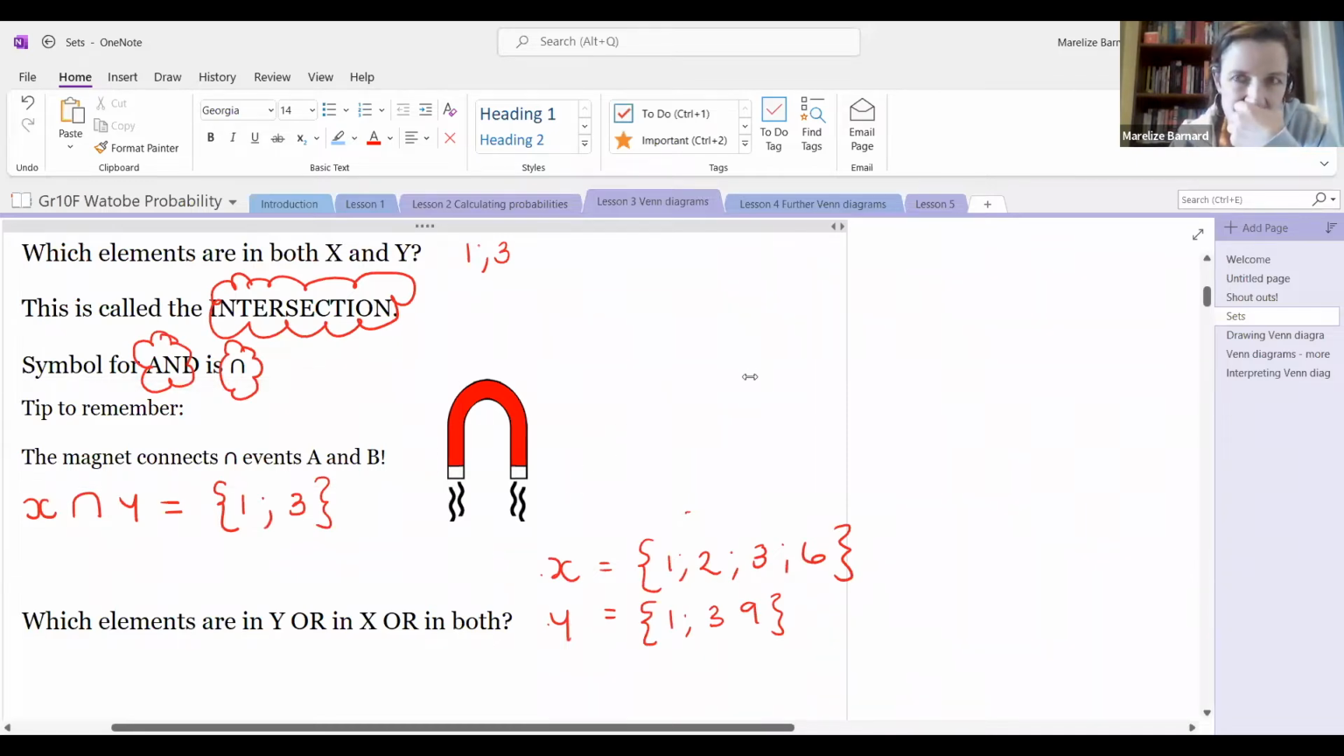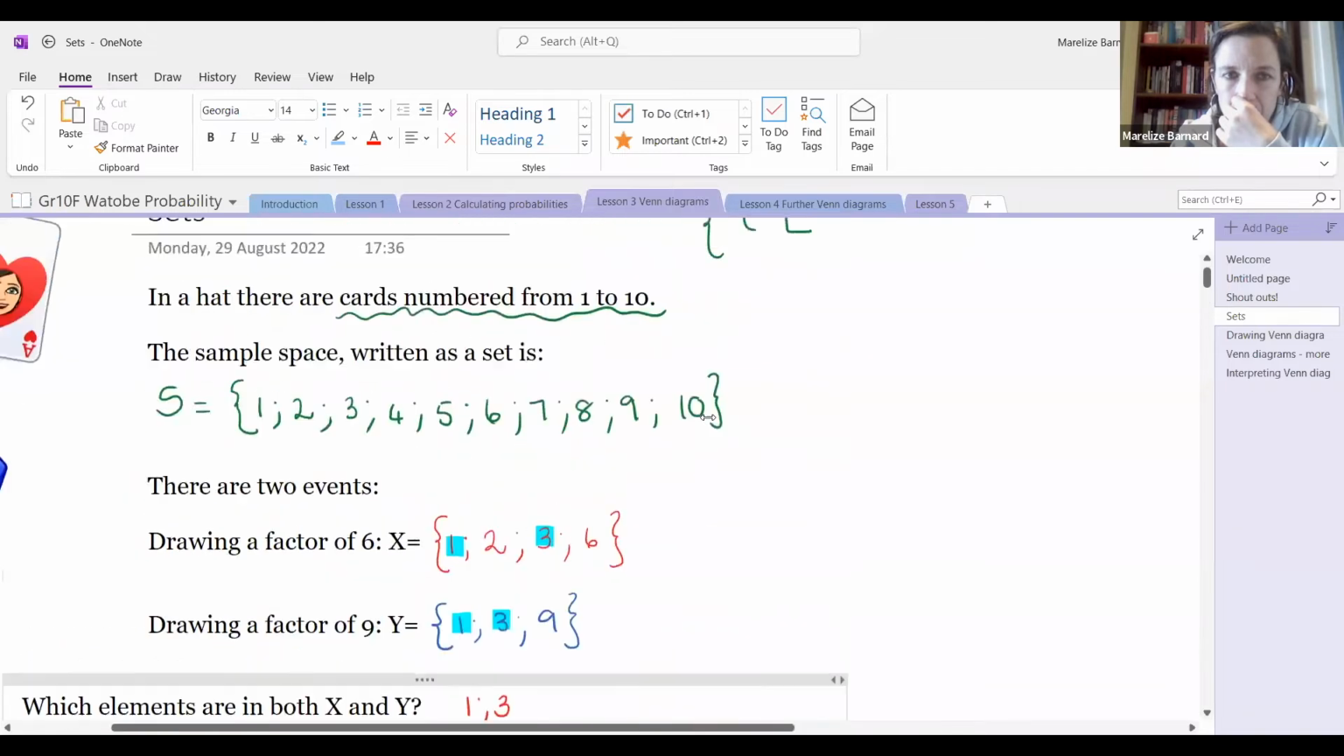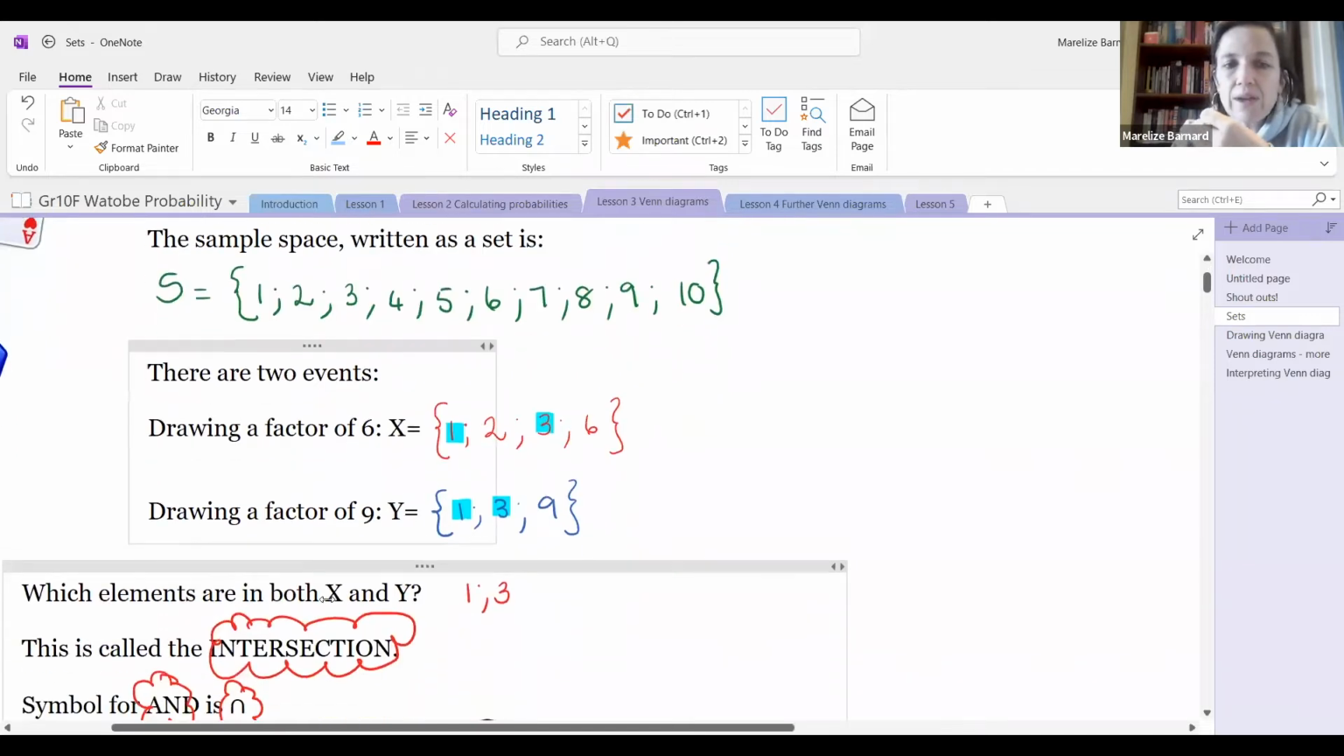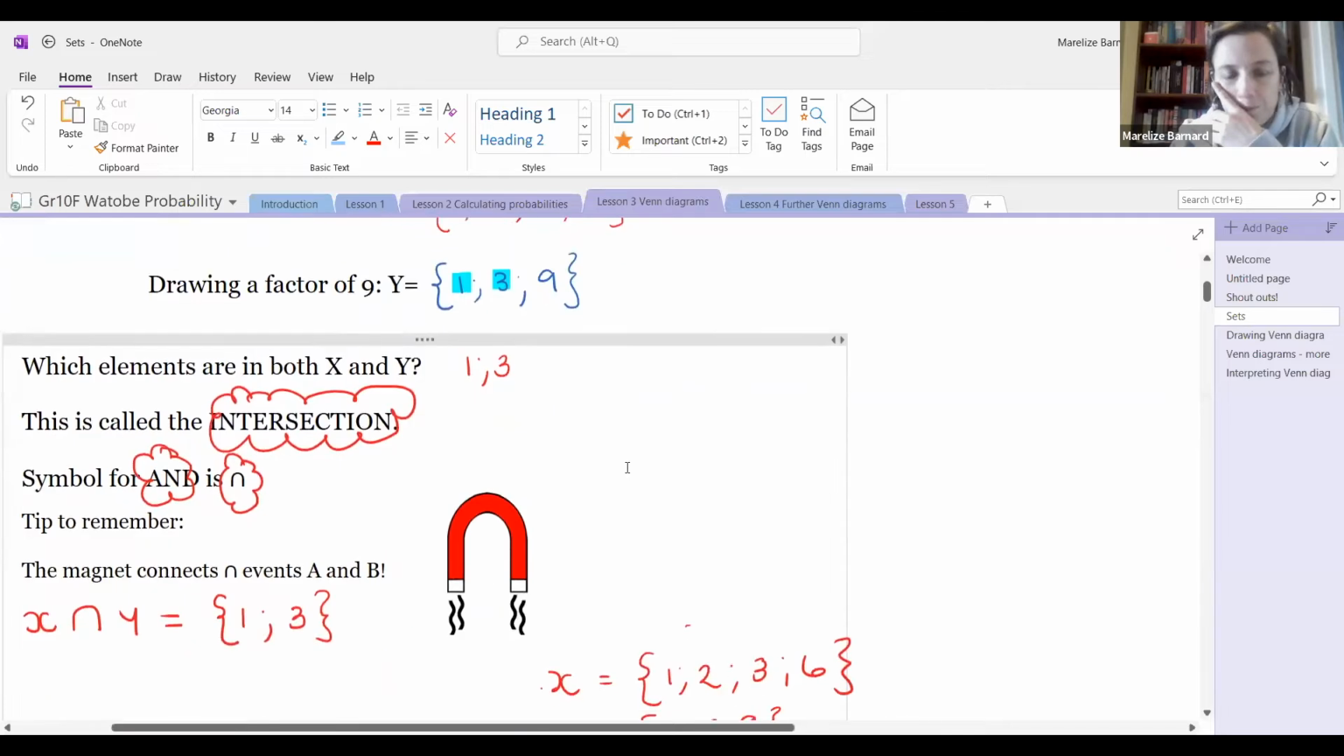Hi, ma'am. I'm sorry. I don't understand where you got the values for the numbers for X, 1, 2, 3, and 6, and then for Y, 1, 3, and 9. I can't understand where you got it from. It was here, drawing a factor of 6. That was the 1, 2, 3, and 6. From our cards, remember, we are drawing cards numbered from 1 to 10 from the hat. So which of those will have a factor of 6? That's 1, 2, 3, and 6 will be factors of 6. And if you're drawing a 9, it will be 1, 3, and 9. That's where I got it from. Thank you.